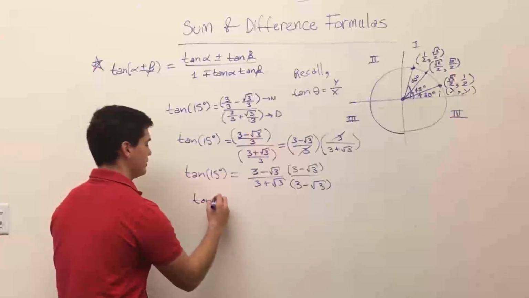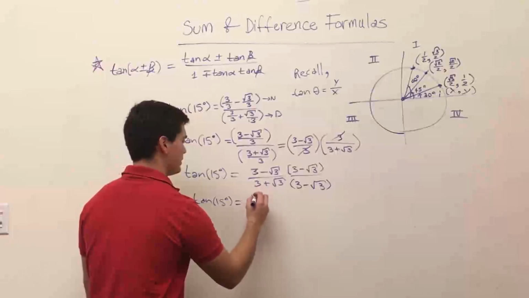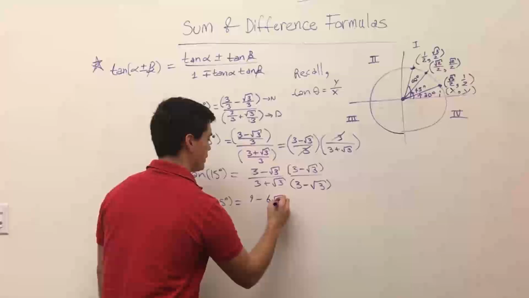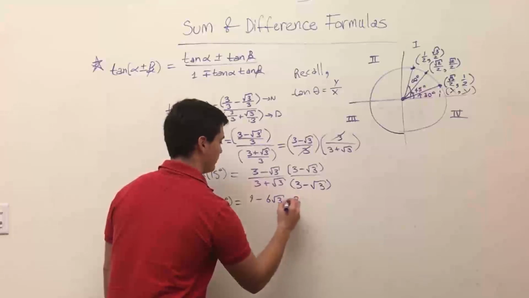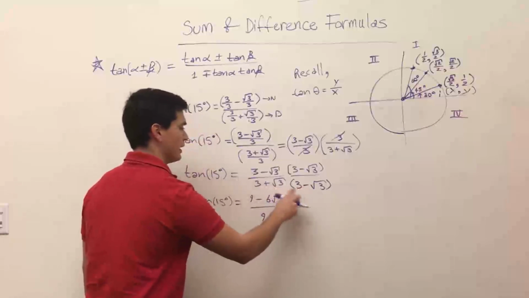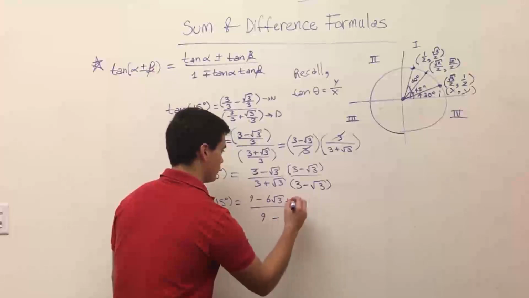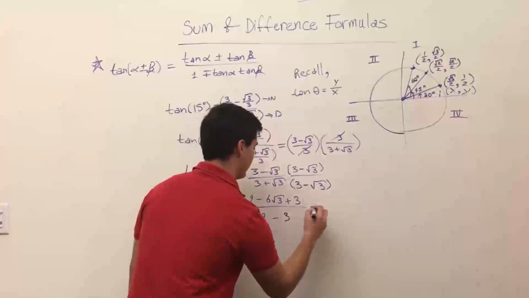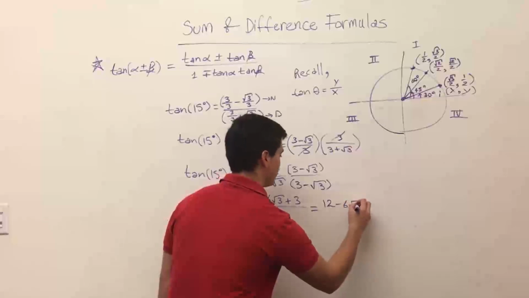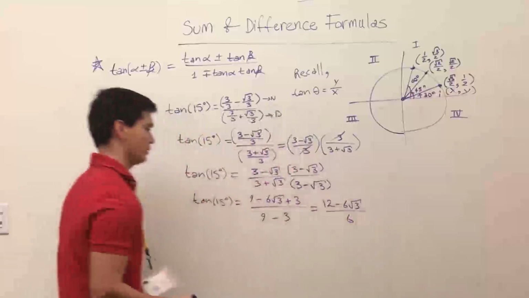So then now tan of 15 degrees is equal to 3 times 3 is 9, minus 2 times 3, which is 6, square root of 3, plus 3. All of this over 9, and then the middle terms cancel out the radical terms, and that was our primary goal. And then I have minus 3. Again, this is equal to 9 plus 3, that gives us 12, minus 6 square root of 3, all over 9 minus 3, which ends up being 6.